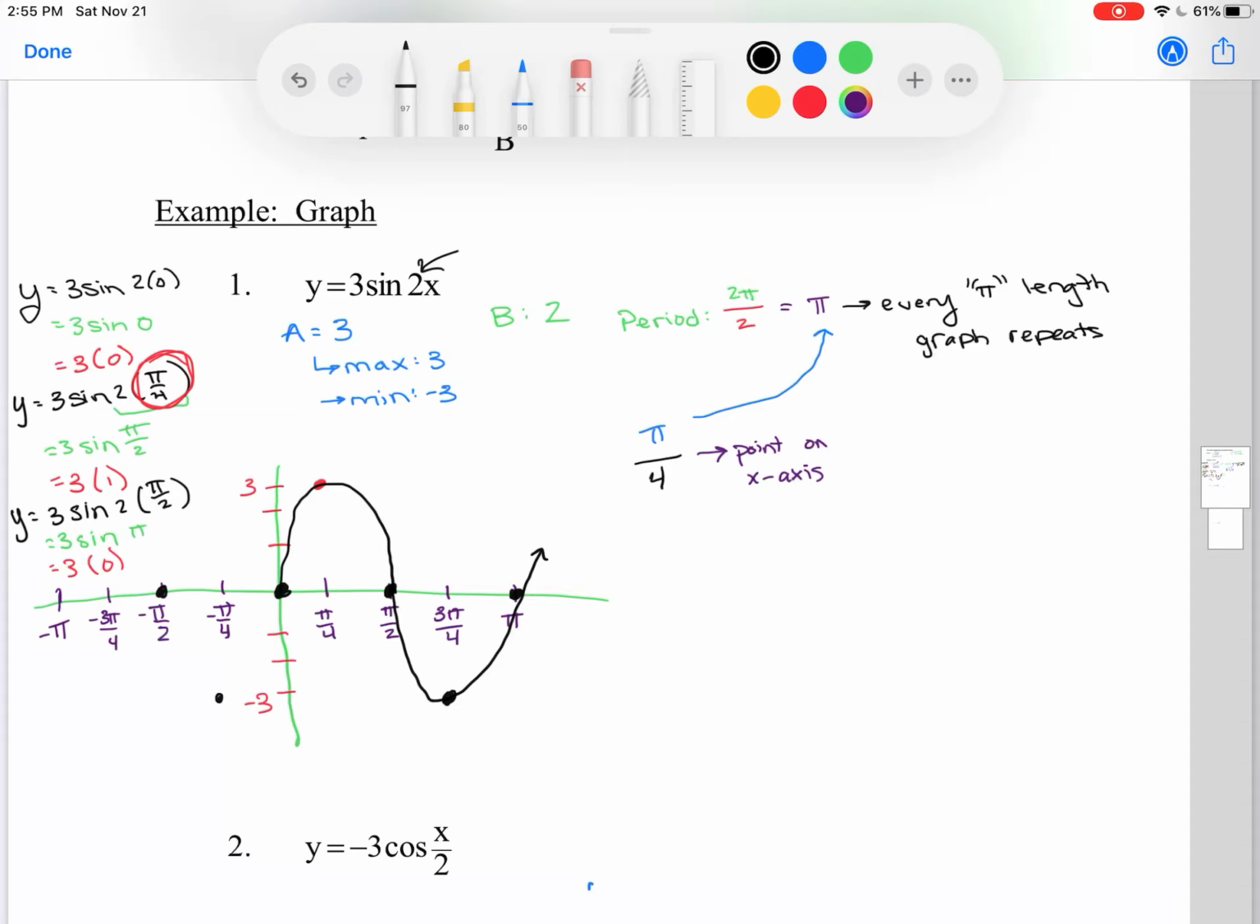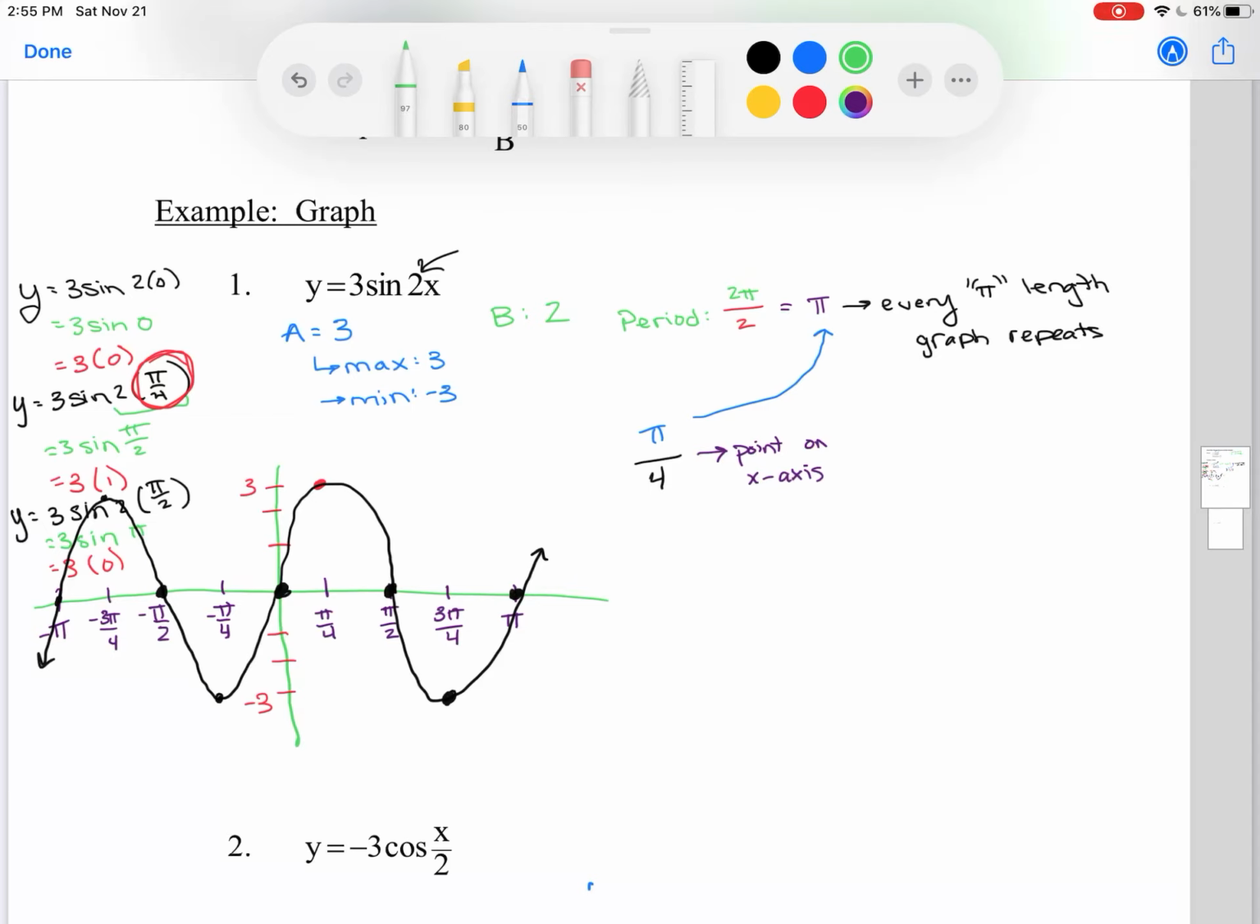When you're looking for pi, 2 times pi gives you 2 pi. Sine at 2 pi is going to give you 0. Well, 3 times 0 gives me 0. So here is the right side of my picture. You can do the same thing on the left-hand side.